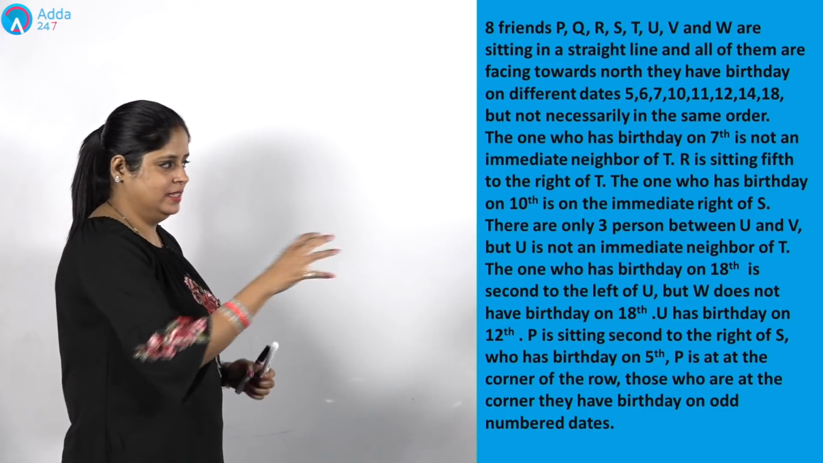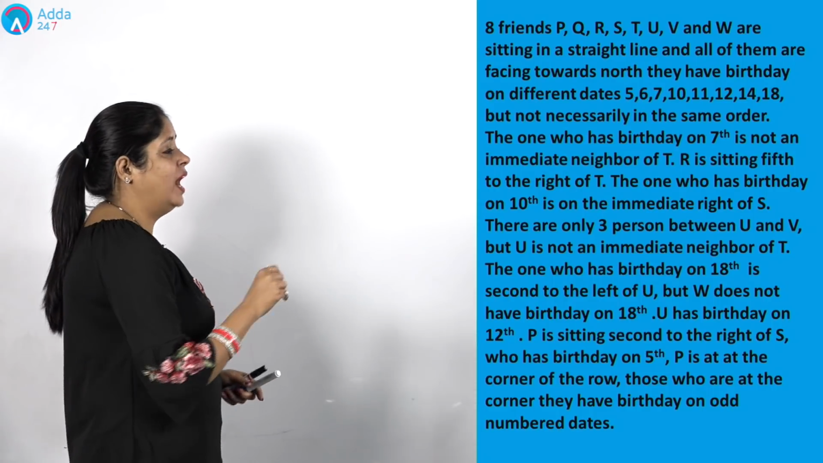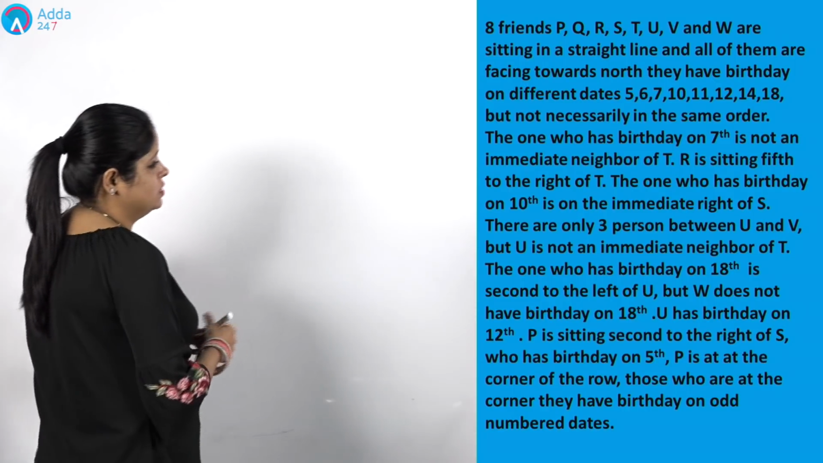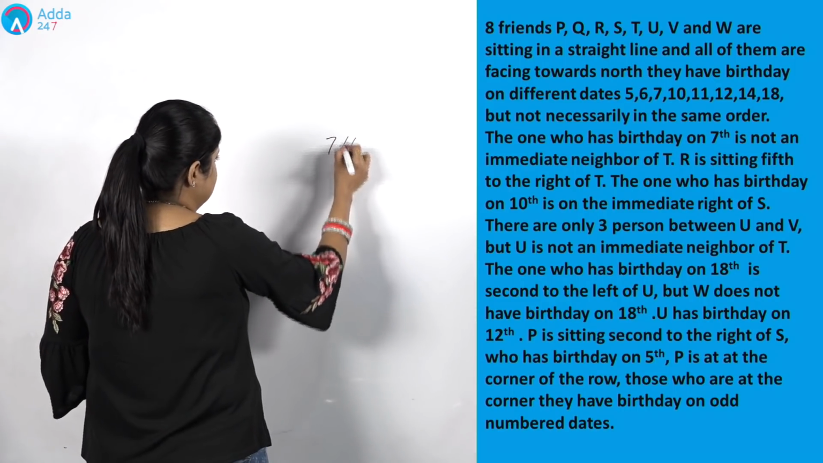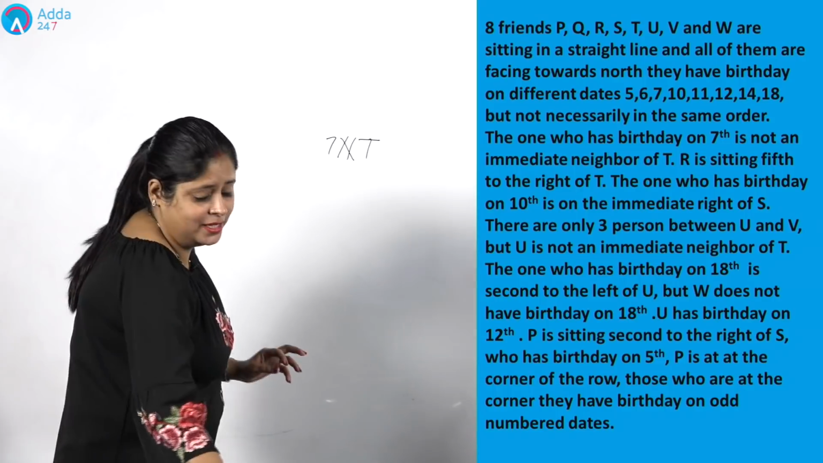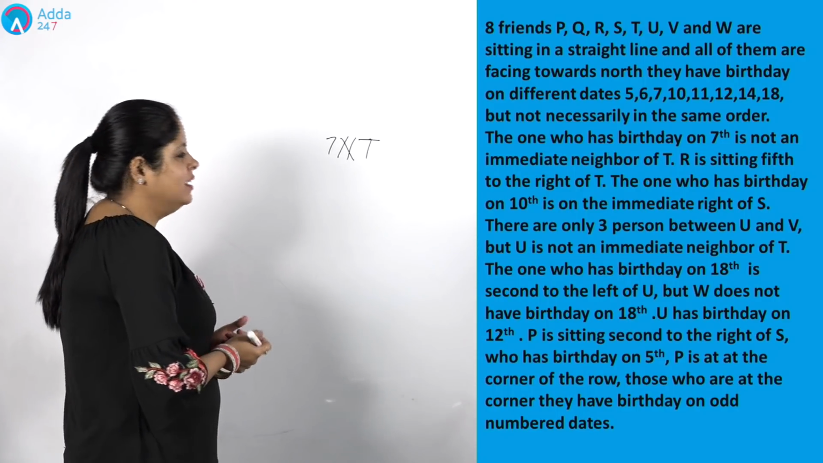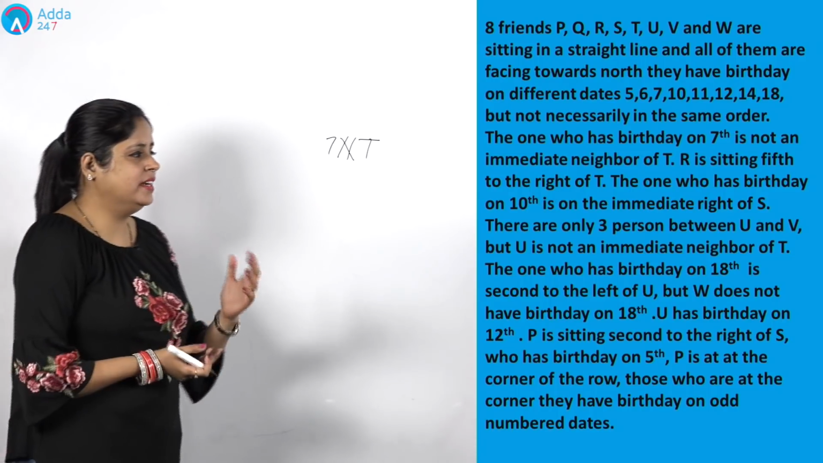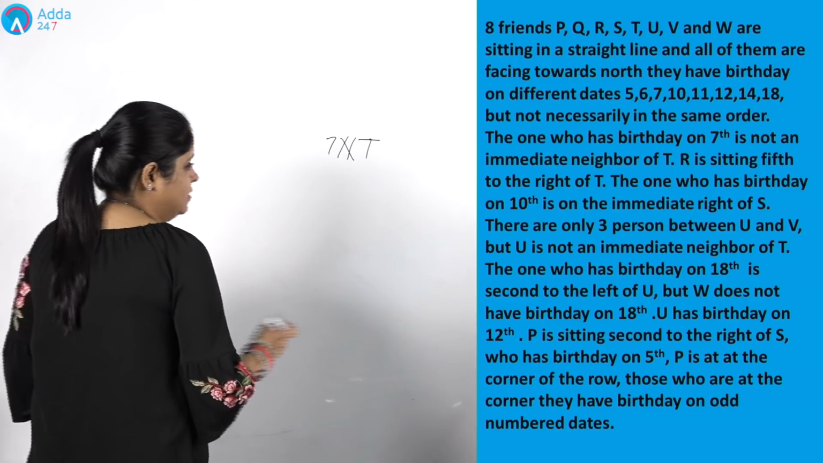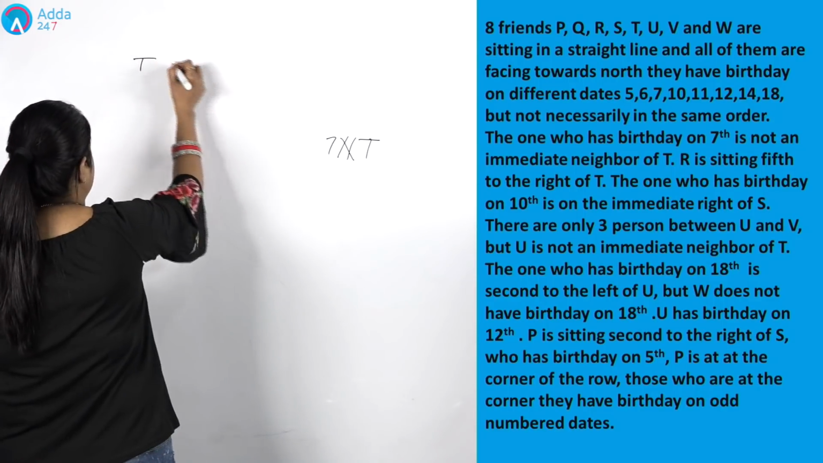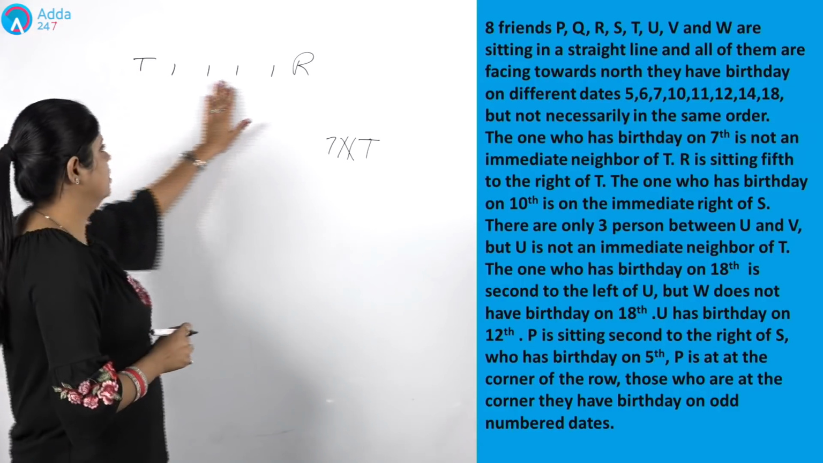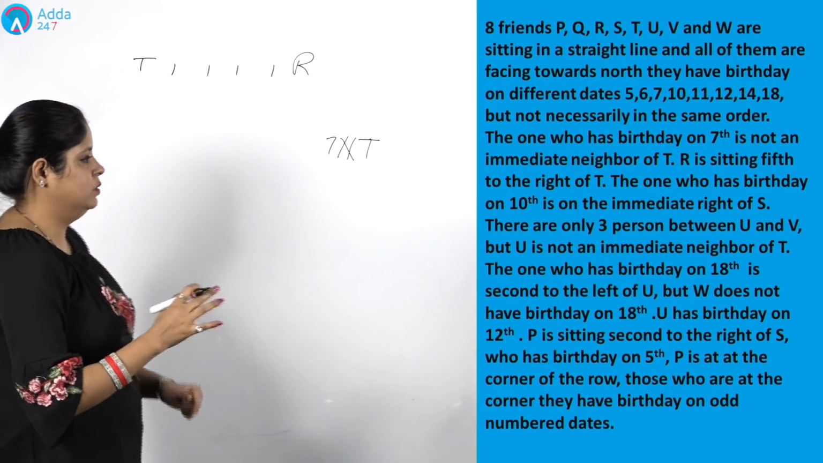Now, let's grab the first line itself. The first one is saying the one who has birthday on 7th is not an immediate neighbor of T. Okay, the one who has birthday on 7th is not an immediate neighbor of T, means the 7th and T are not immediate neighbors. Immediate neighbor means it can't be placed on the right hand side, neither on the left hand side. Okay, R is sitting 5th to the right of T. It is very definite information, so I guess that we can initiate with this hint itself. R is sitting 5th to the right of T. So this one comes as R. Okay, fine. We are done with this.